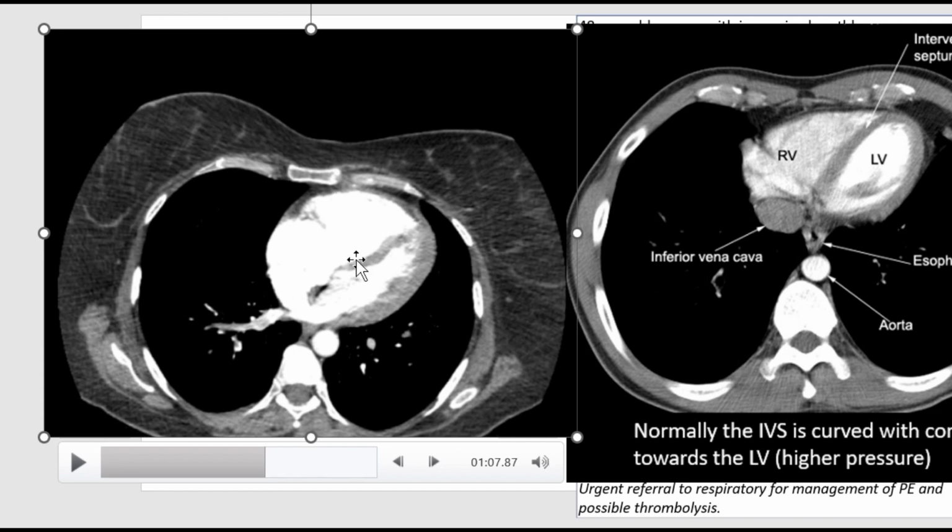ventricle. This means that the higher pressure now is within the right ventricle, not within the left ventricle. So this means that the right ventricle pressure is higher than the left ventricular pressure. This is called right ventricular strain. Also, the right atrium is dilated here. Okay.